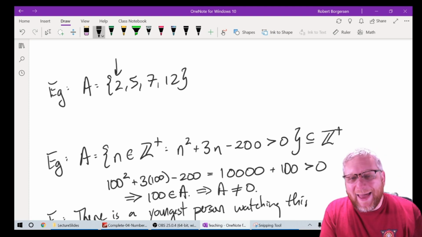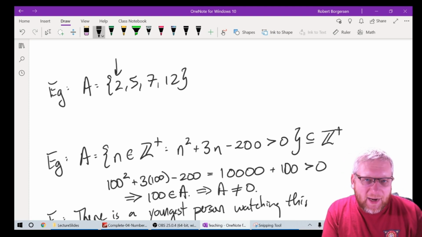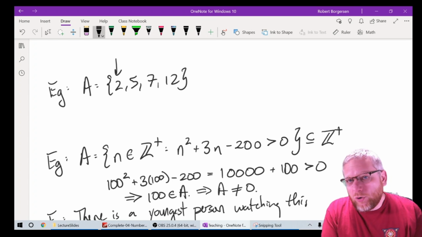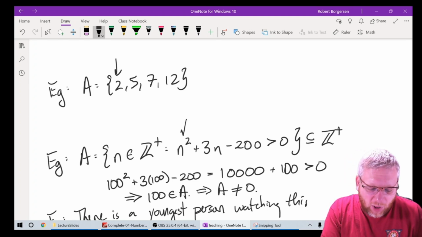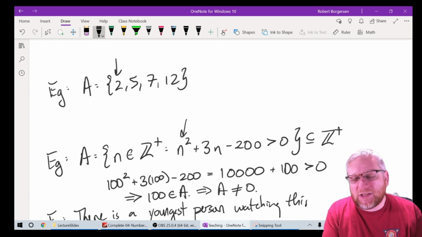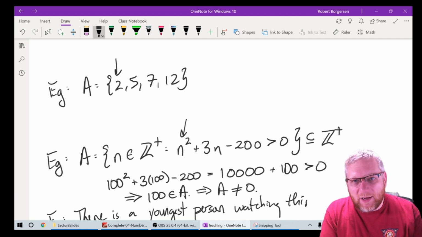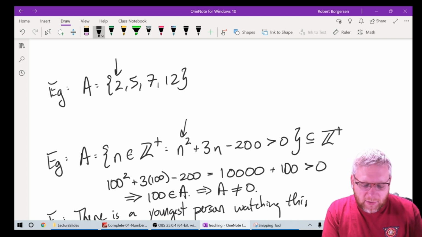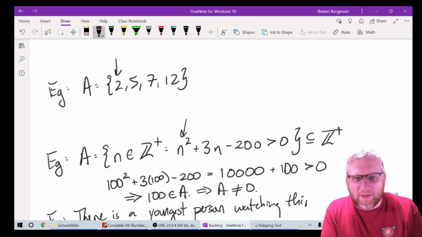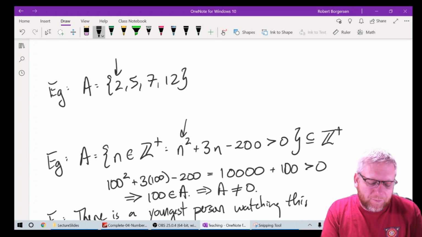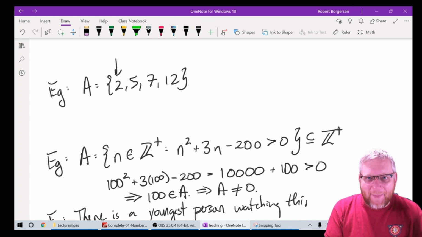Okay? So that proves that A is not empty, which then with the well-ordering principle proves there is a smallest n value. There is some small n that when I plug it in there, it will work. 1 does not work. 1 squared plus 3 times 1 minus 200 is less than 0. 2 does not work. 3 does not work. 4 does not work. But eventually, it does work. That's what the well-ordering principle really says. So that's a mathy example.